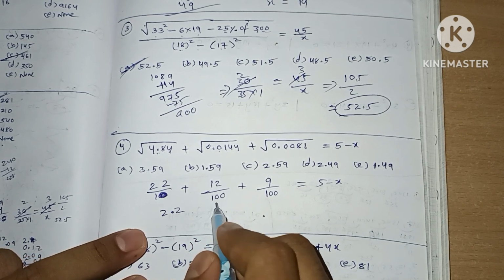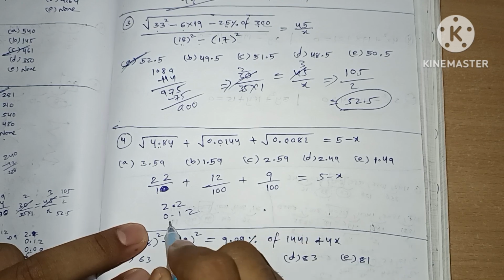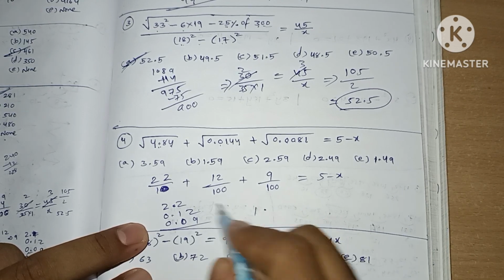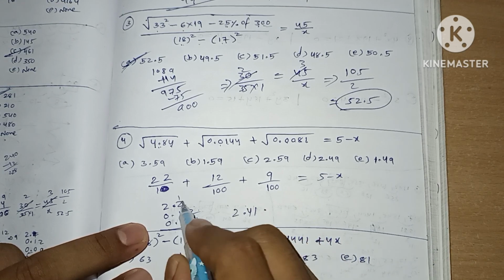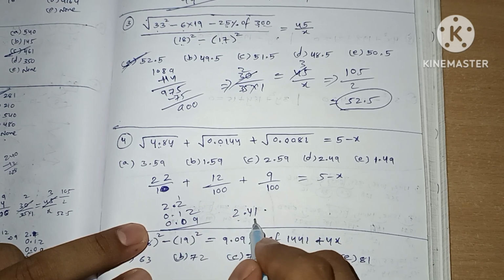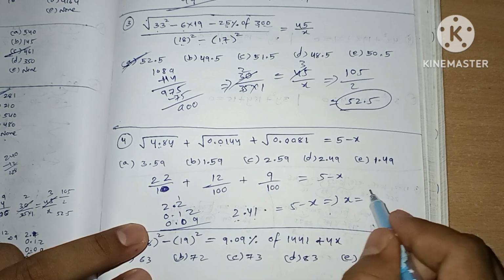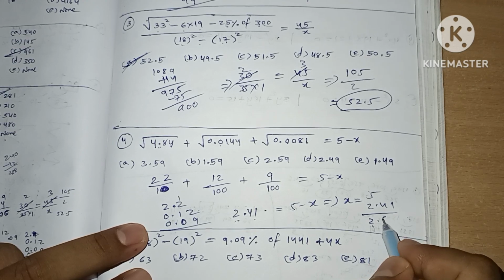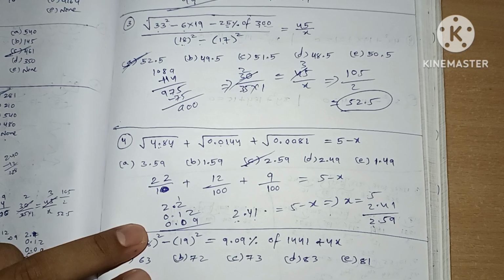This will be 0.12. This will be 0.09. So in total we have 2.41, equals 5 minus x. So x value equals 5 minus 2.41, which is 2.59. Option C is our answer.